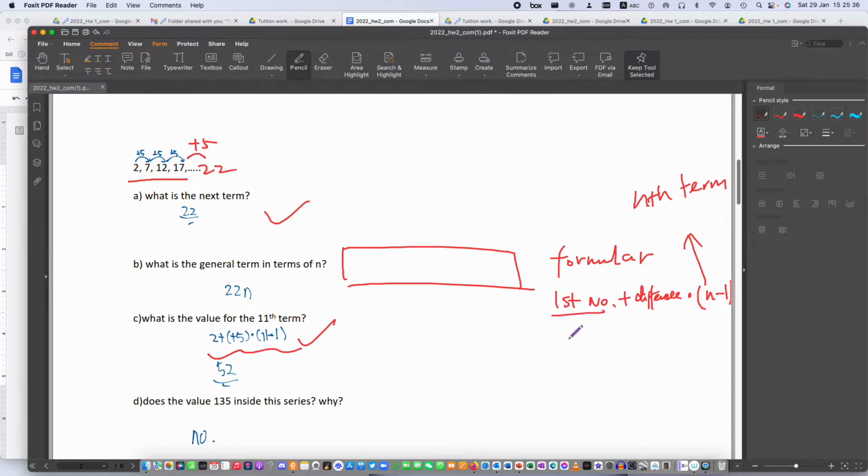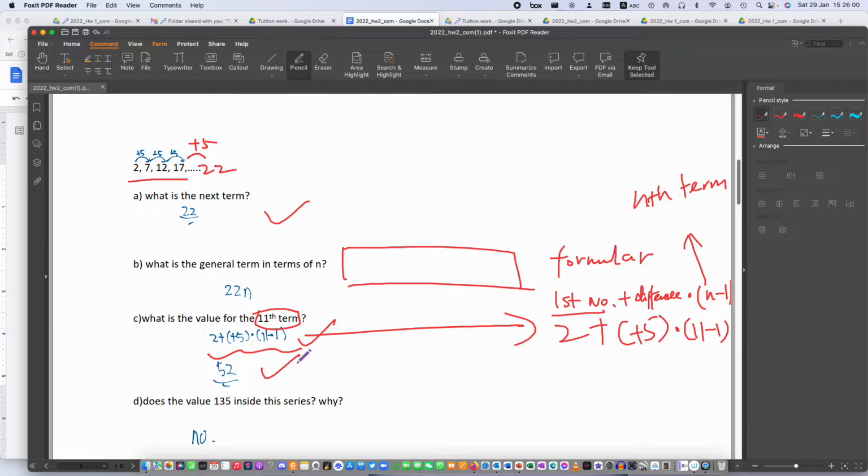So what's the first number in this case? 2. What's the difference? Plus 5. Very good. You have to include the plus times n. Now the n is? 11. Yeah, so it's 11, minus 1. So that's how you get this. Can you see? We are making use of the formula. So once you figure it out, it's 52.